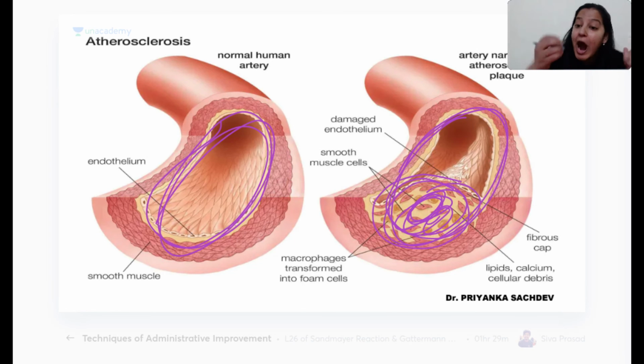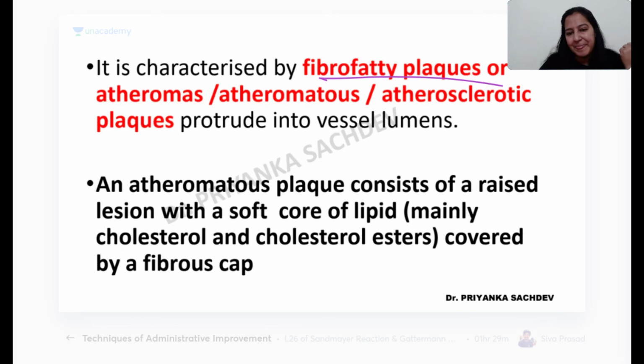What is the composition of this? How is it formed? What are the steps of its formation? That is important. And what is the composition? That is important. So it is a fibrofatty plaque or atheroma that is protruding in the lumen, narrowing the lumen.